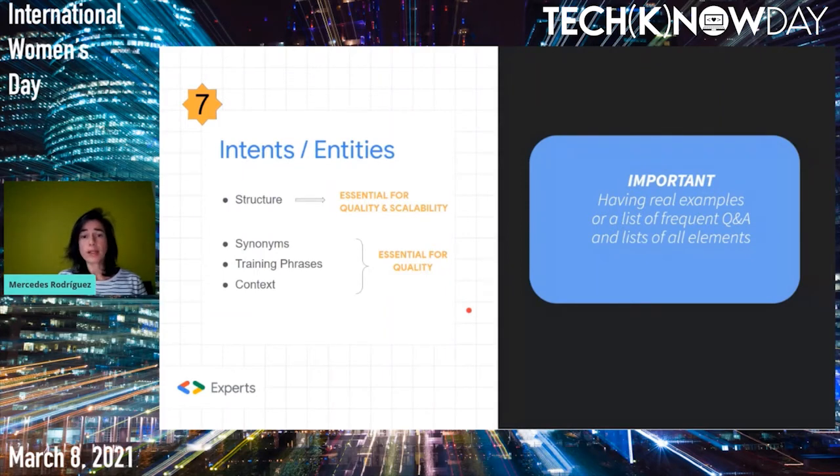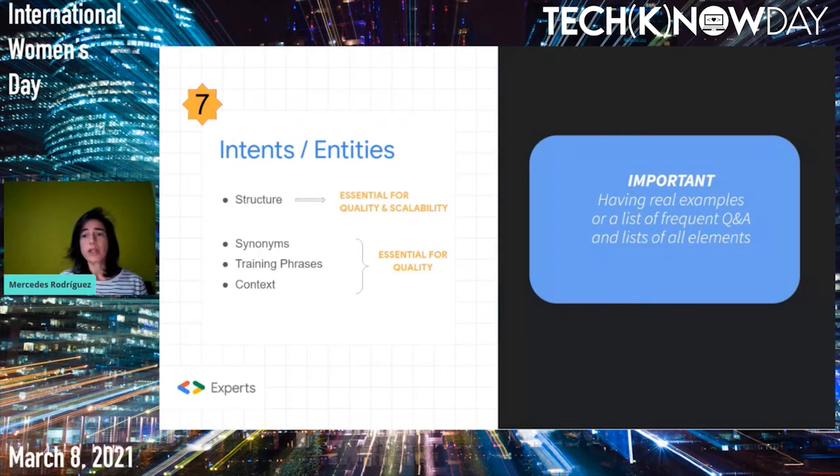Also, for quality, it's important to train our agent on many synonyms and with a lot of training phrases, so it can understand the user independently of how they phrase the question.